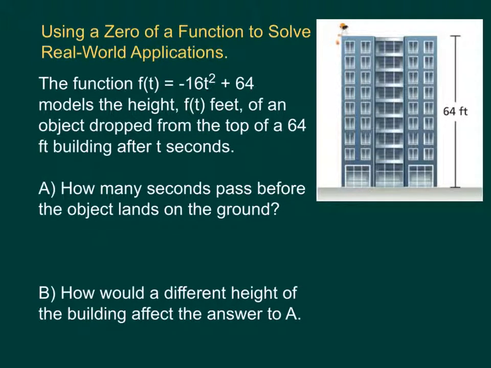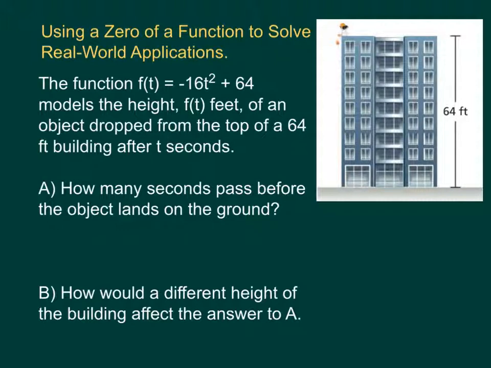Alright, so now let's see how we can use the zero of a function to solve a real-world problem. We have here as an example a person dropping an object from the top of a 64-foot building, and we can use a function f of t equals -16t squared plus 64, and that's going to model the height, which is f of t, feet, of an object that's dropped after t seconds. The first question is, how many seconds pass before the object lands on the ground?